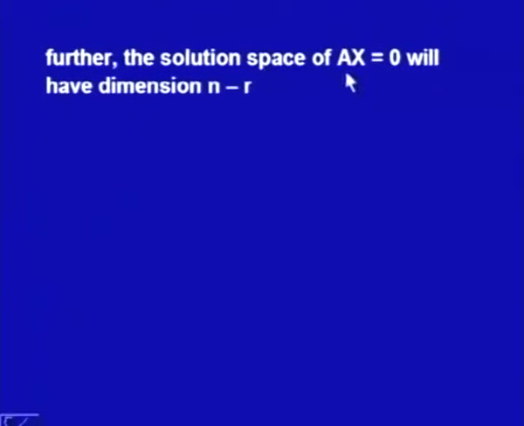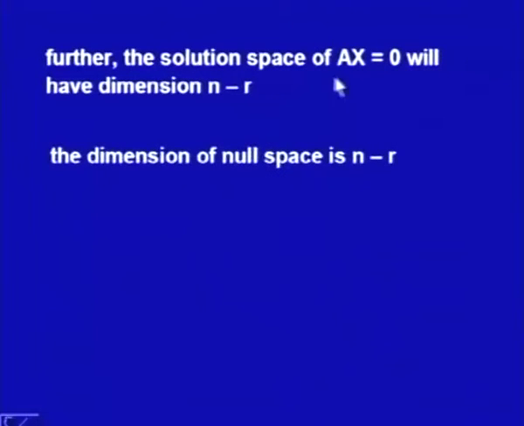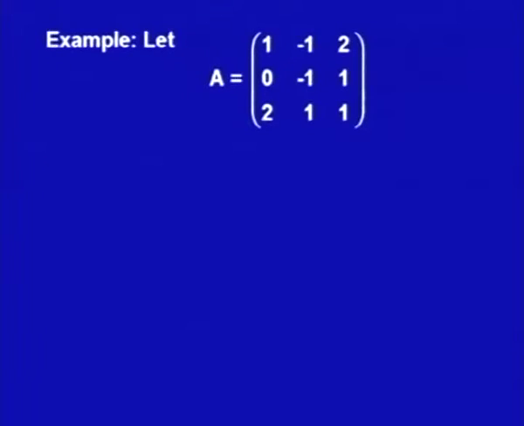Then we say that the solution space of Ax equal to 0 will have dimension n minus R, because the vectors will be represented in terms of these n minus R vectors. So, the dimension of the null space is n minus R, and then rank A plus nullity A is equal to n. Rank A is R, nullity A is n minus R, so this is equal to n. So, we have defined the rank of a matrix A, the nullity of A, and then we have established that rank A plus nullity A is equal to n.